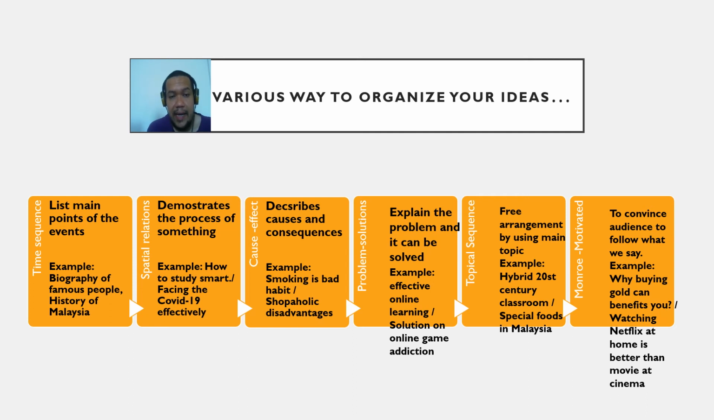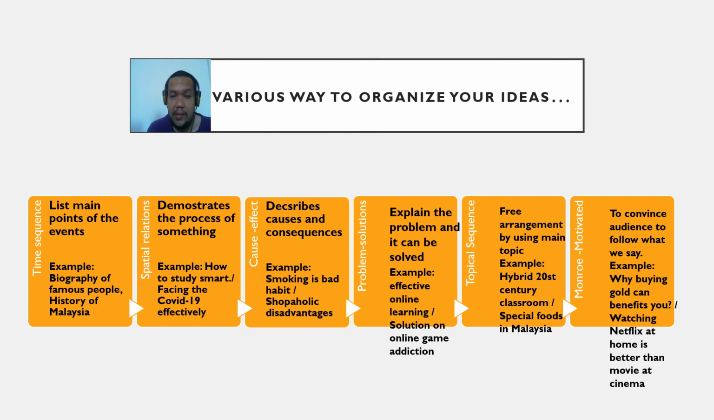All right, the second type is demonstrate. We call it spatial relation, when you want to show the process of something. For example, you want to give a speech on how to study smart or how to face COVID-19 effectively. Basically, in the transitions you have to tell first what you need to do, second step, third step. We call it spatial relation.